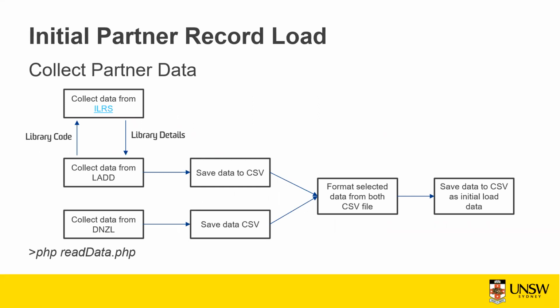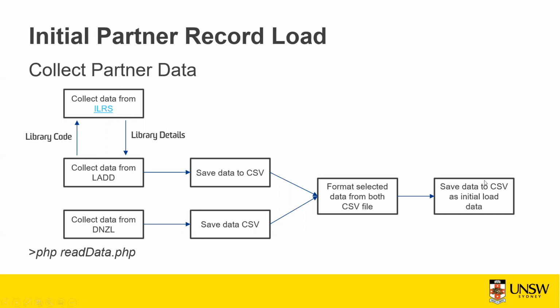Okay, let's talk about some details of our script. First, we will talk about the initial partner record load. This component can be separated into two steps or two parts. The first step is to collect partner data from different data sources.